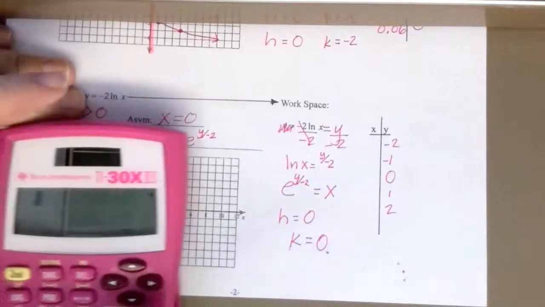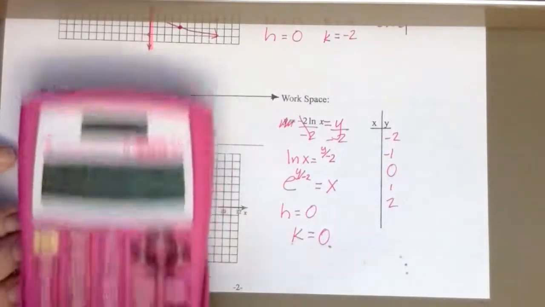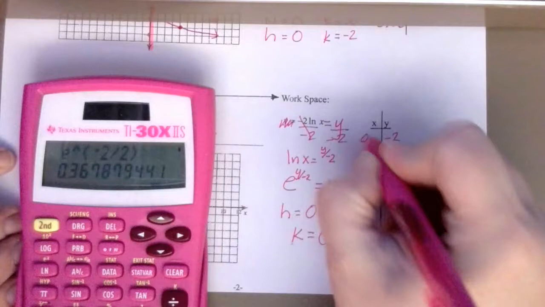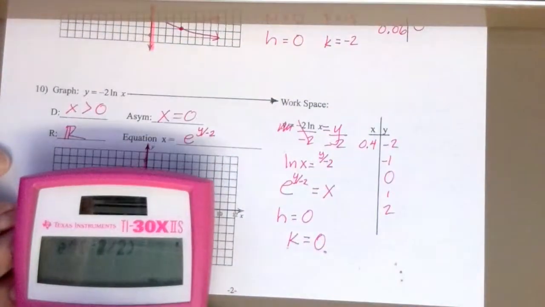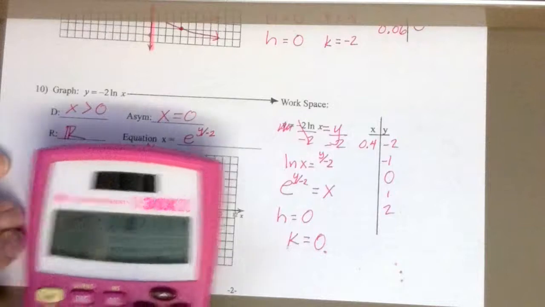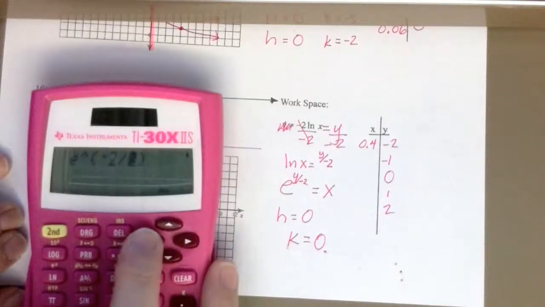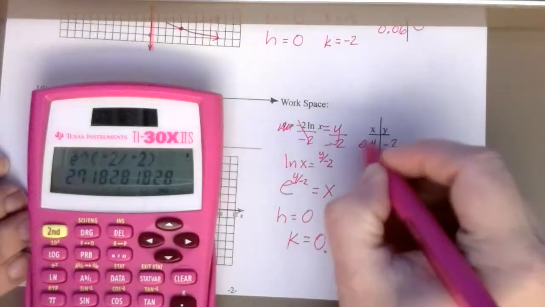So, e to the -2 divided by 2. 0.36, I'm going to call that 0.4. Now I changed that -2 on top. Ooh, hang on, I did something wrong there. You see that? I did -2 divided by +2. I meant to do -2 divided by -2 because that's what the problem says. So it's 2.7, not 0.4.